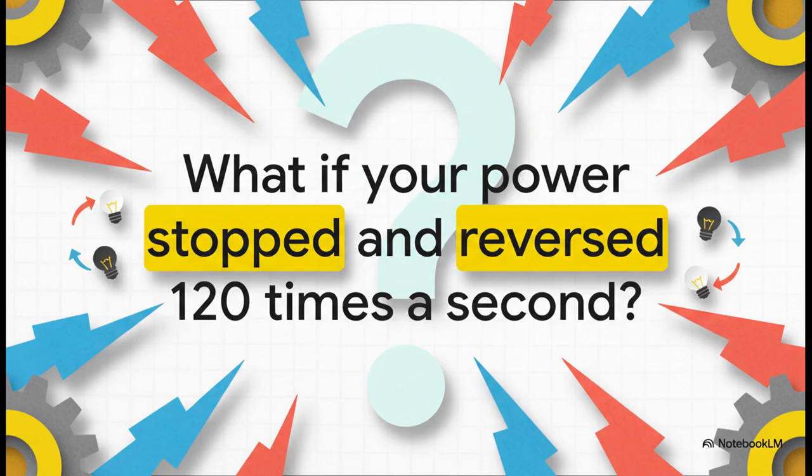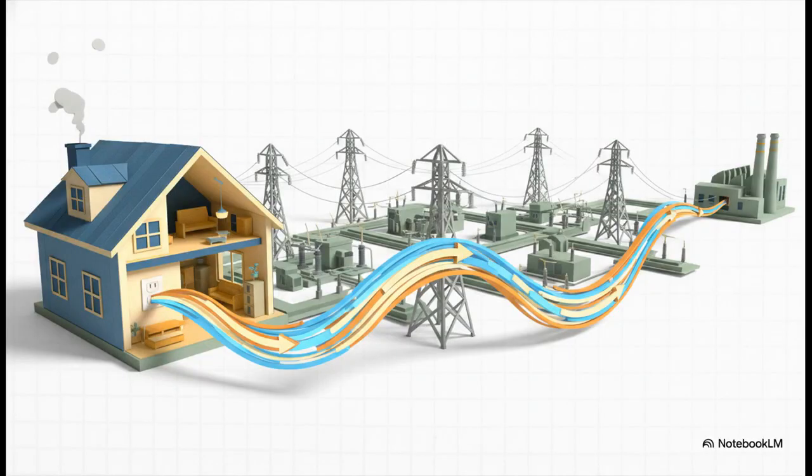Imagine the electricity flowing to your TV, just slamming on the brakes, and then throwing it into reverse over and over and over, faster than you can even blink. The wild part? That's exactly what's happening. The power flowing through your walls is in this constant, high-speed dance of stopping and reversing. And that little secret is the key to how our entire electrical grid actually works.